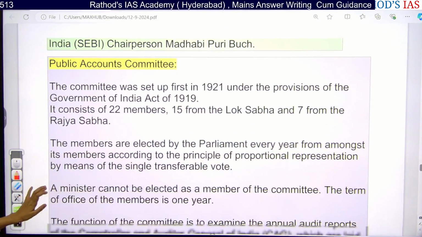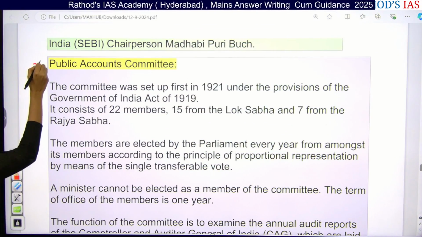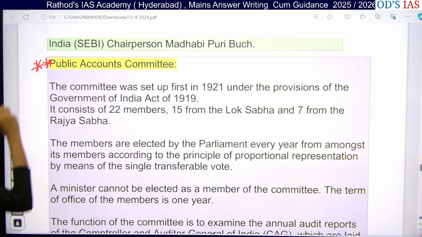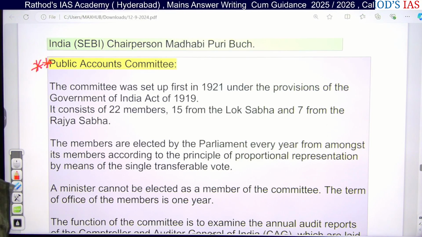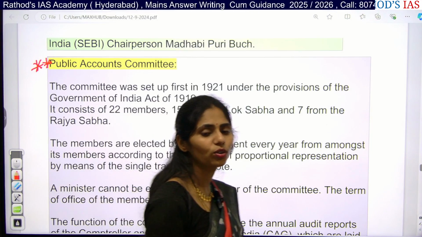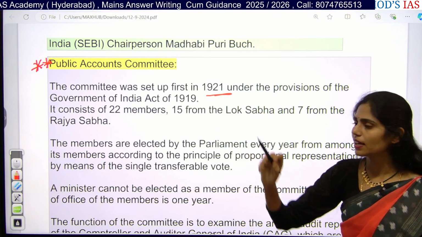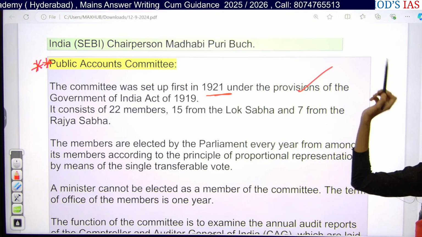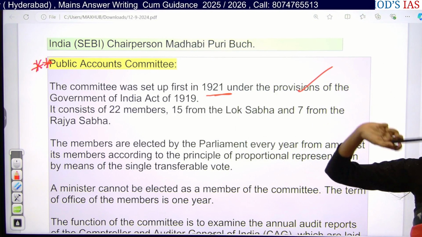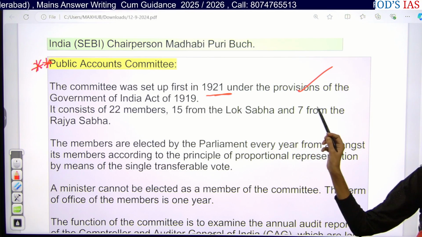So what is the Public Account Committee? There is a very high chance of getting a question on this PAC in your prelims. So students who are writing prelims this year, please make a note of this PAC. And actually this committee was set up in the year 1921 under the provisions of 1919. That means even before we got independence, we had this PAC.